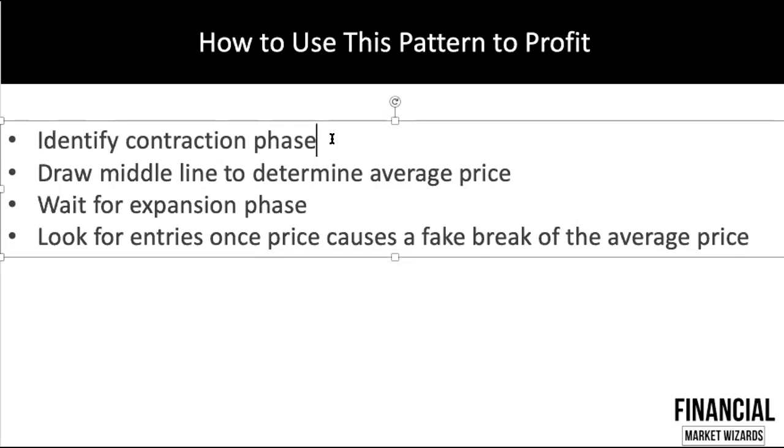Step number 3 will be to wait for the expansion phase, because after the expansion phase comes the trend phase, and remember that we want to be trading the trend phase. So that's how we do it. And step number 4, we look for entries once price causes a fake break of the average price. So let's go through each of these step by step.